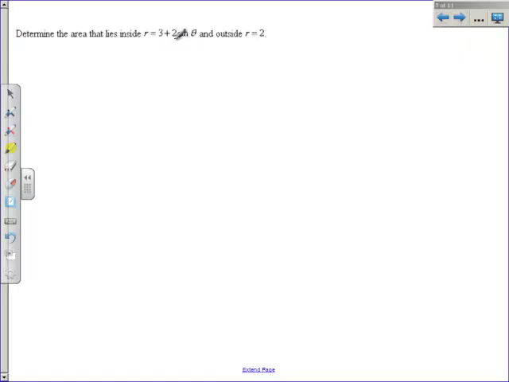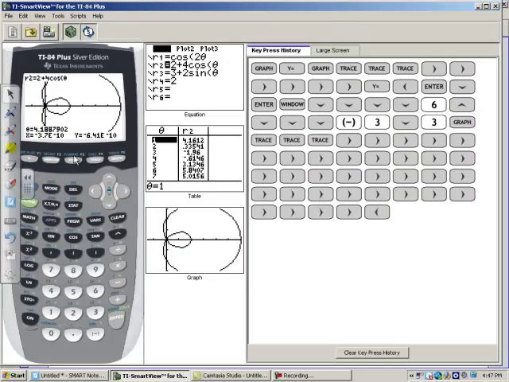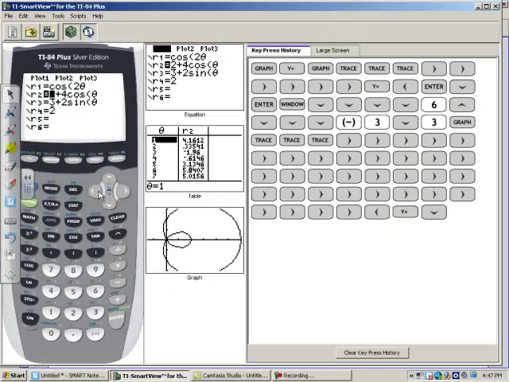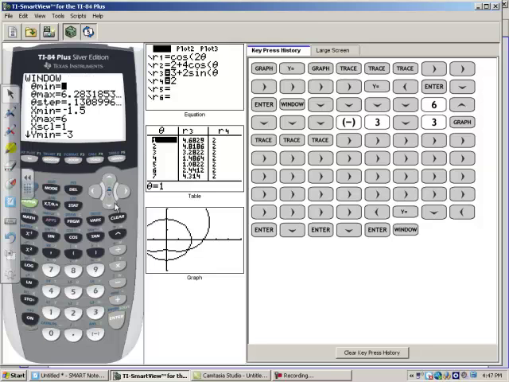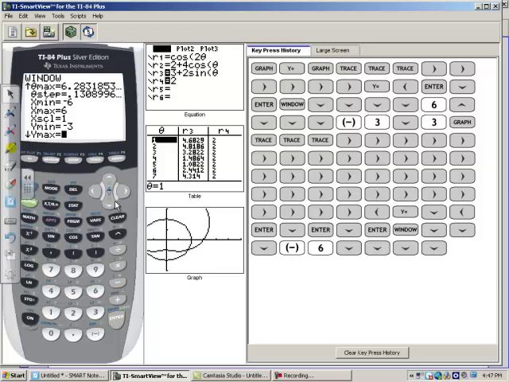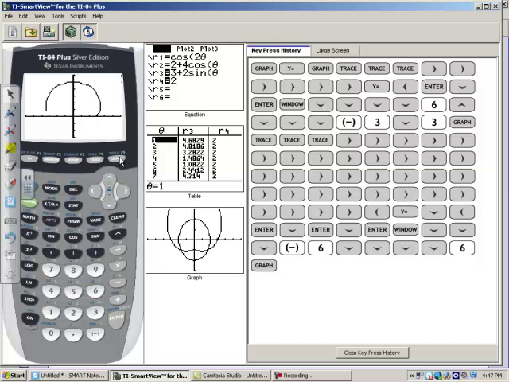What about the area that lies inside the graph of 3 plus 2 sine theta, but outside r equals 2? Let's go take a look at what that would even look like. Go back to my y equals. I'll turn that off, and I'll turn these two on. Okay, and I'm going to have to look further up in the y-axis. If you just have sine theta in your polar curve, it goes up and down. So I need to see further left and also further up. Let's go up to 6. That should be plenty. Take a look at the graph.